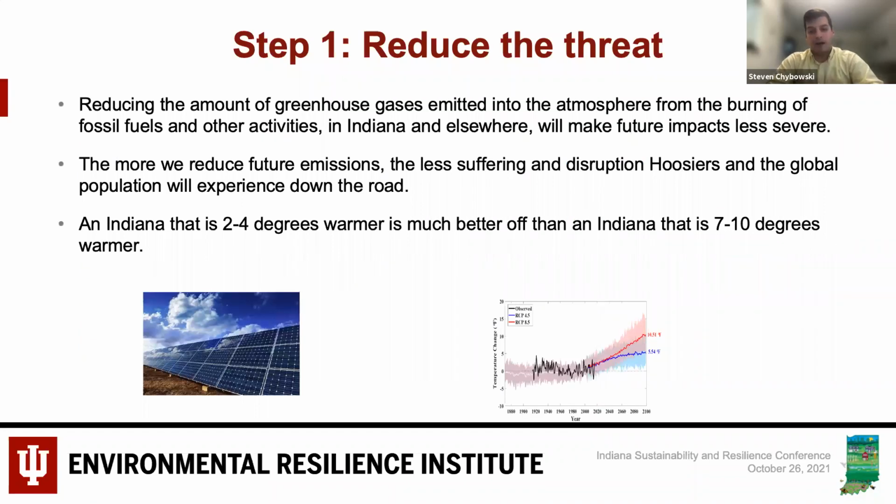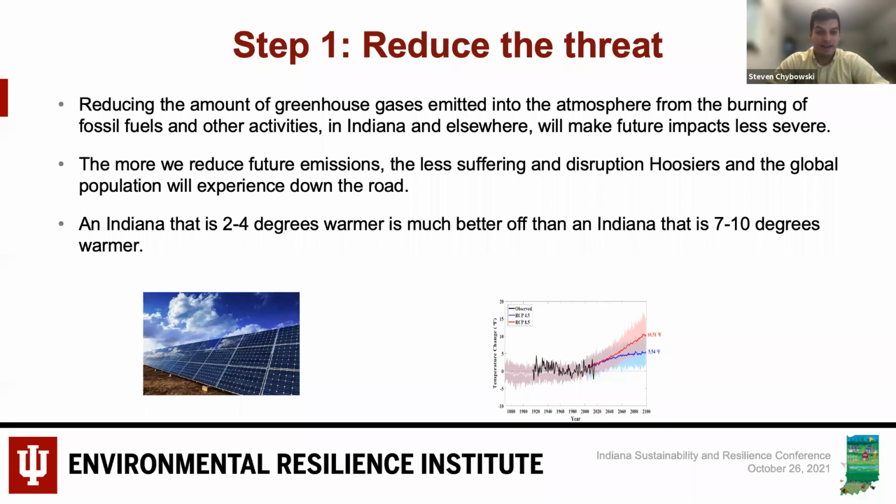So what do we do about all this, right? And that's a big part of this conference this week. Step one for us is to reduce the threat. Reducing the amount of greenhouse gases emitted into the atmosphere will make these future impacts less severe for us and our children. The more we reduce these future emissions, the less suffering and disruption Hoosiers and the global population will experience down the road.